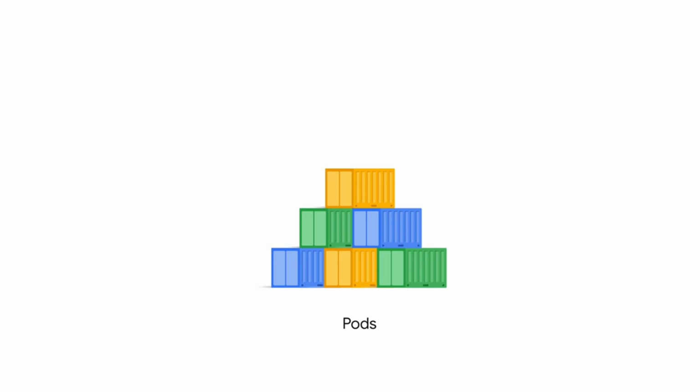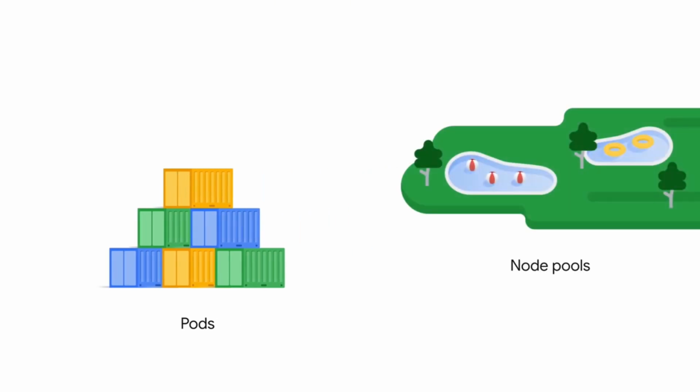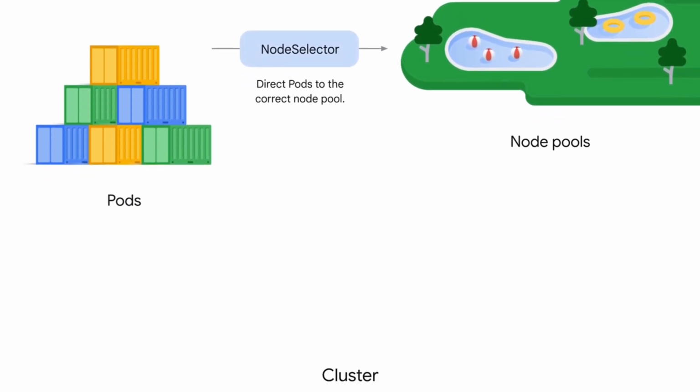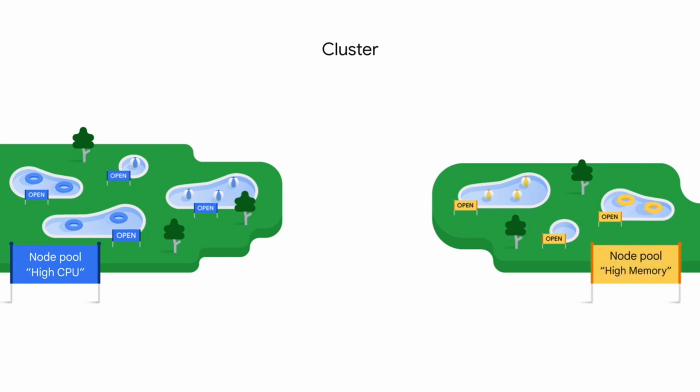Constraining pods to particular nodes adds additional complexity to cluster management. GKE helps abstract some of that complexity by using node pools to place pods on the correct hardware. This is because node pools have the same hardware, and node selectors can be used to direct pods to the correct node pool. Let's demonstrate this concept through an example of a GKE cluster that has two node pools, one named high CPU and the other named high memory.